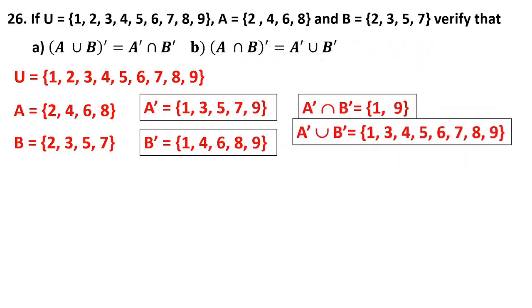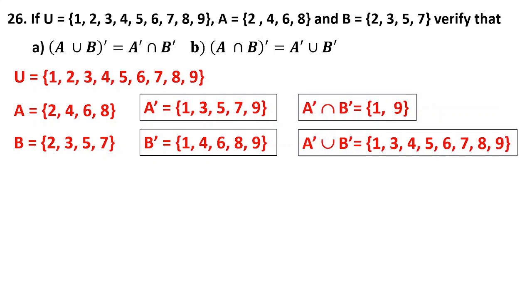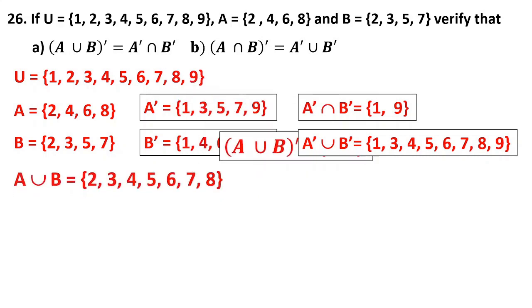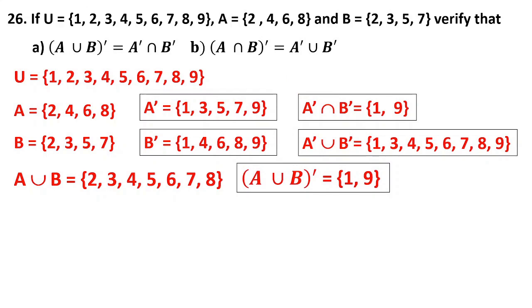Similarly, I can find A dash union B dash also because I know A dash and I know B dash. Now let me find what is A union B. From that I can get A union B whole dash. You know what is the meaning of it? The element of A union B whole dash is not in A union B but in the universal set.